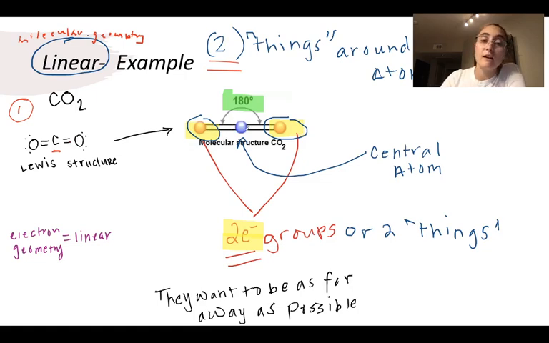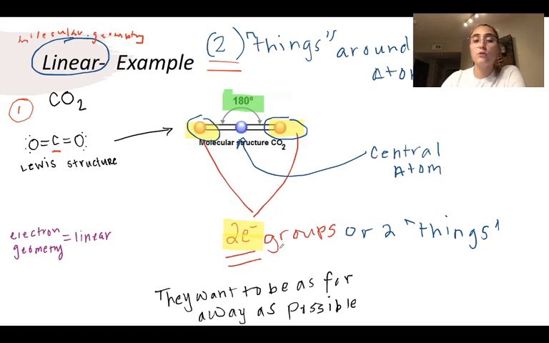There's nothing causing them to be closer or anything because of this VSEPR theory. They want to be as far away as possible from each other, and that would make them about 180 degrees apart. So when you see CO2, you know that its molecular geometry is linear and that those molecules are going to be approximately 180 degrees apart. And you would call this linear.